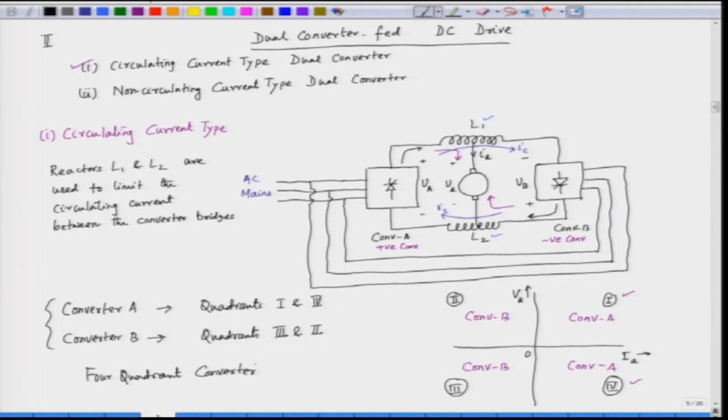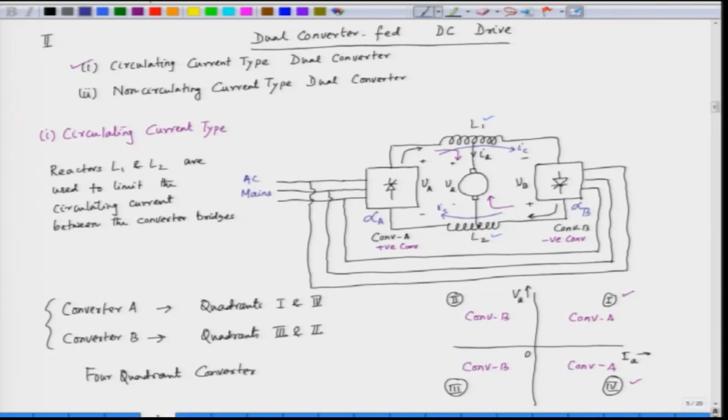Now, let us see what is the relationship between the triggering angles. This is converter A, this operates at a triggering angle which is alpha A. Converter B operates at a triggering angle which is alpha B, and both the converters are operated at the same time. Converter A and converter B are simultaneously applied with the triggering pulses and they have the output voltage.